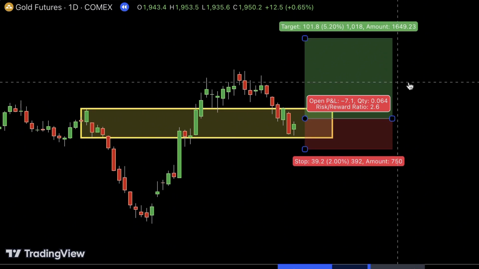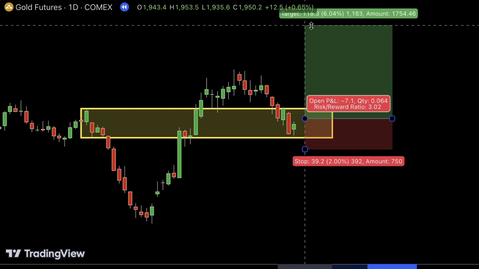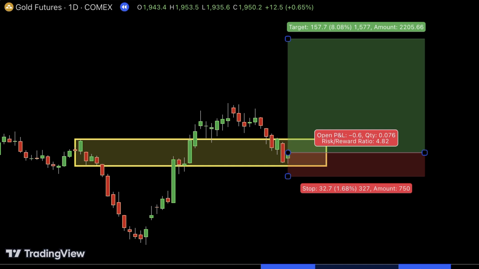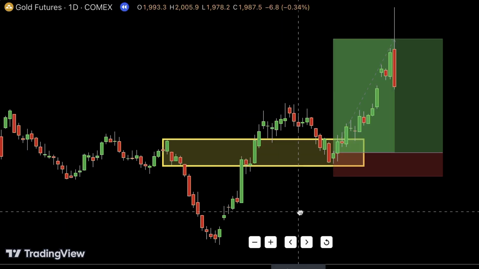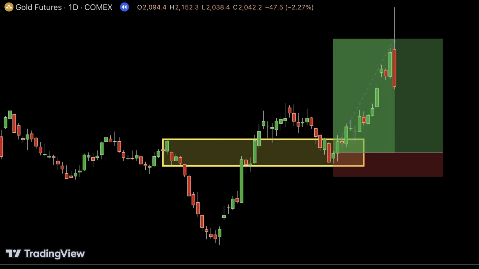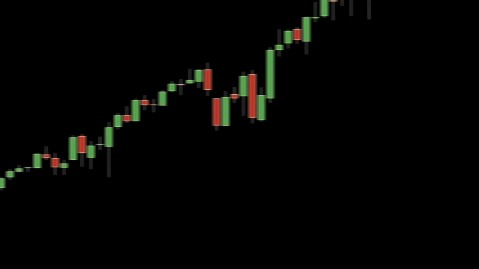Set your take profit at the next significant resistance level. To ensure a favorable risk-to-reward ratio, aim for at least a 2-to-1 ratio. This means for every unit of risk, you aim to gain 2 units of reward.